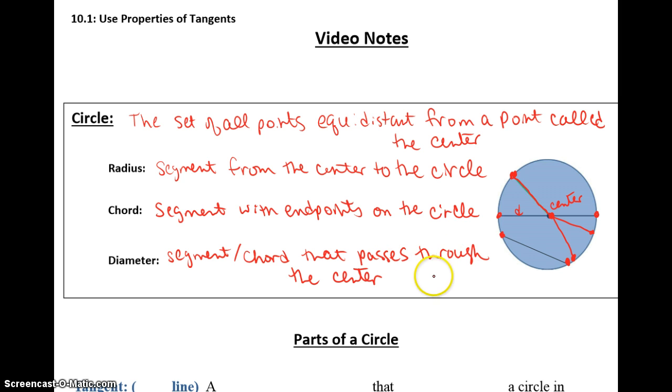We know a few things about the diameter. We know that the diameter is twice the radius. In other words, the radius is half of the diameter. We know that the diameter cuts the circle into two semicircles. So we'll look at lots of diameters.